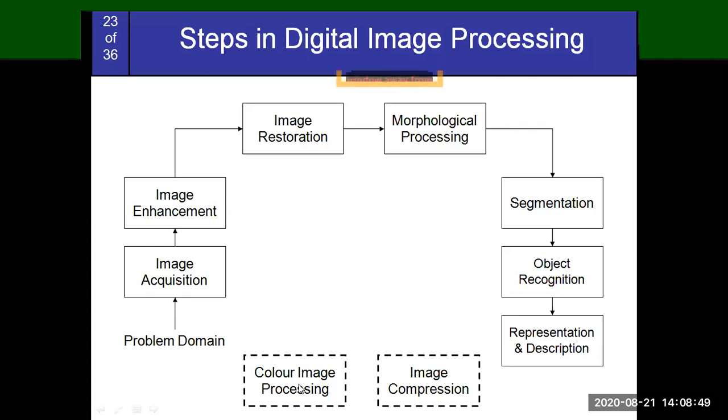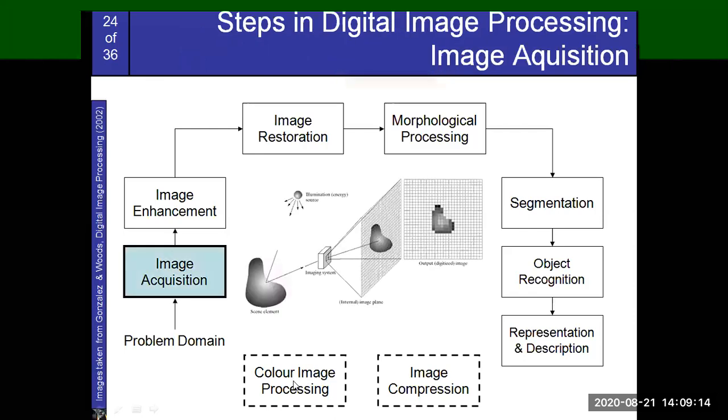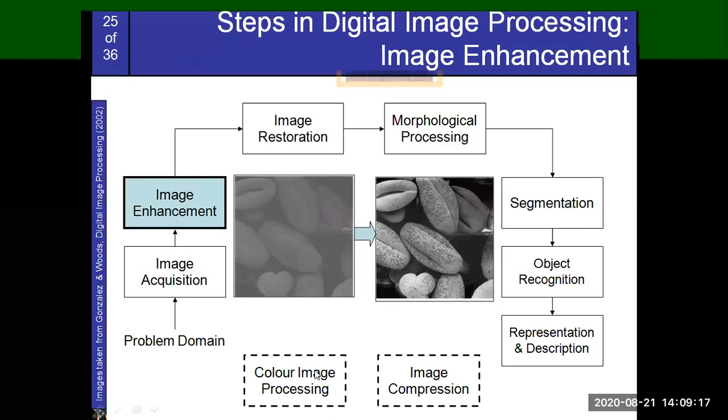Next one is color image processing. Except for this step, in all the previous steps we are using grayscale or monochrome images. So whatever we used in all the previous steps for grayscale can happen in color image processing. Simply, the image is changed: instead of a monochrome image, we are using a color image in this step.